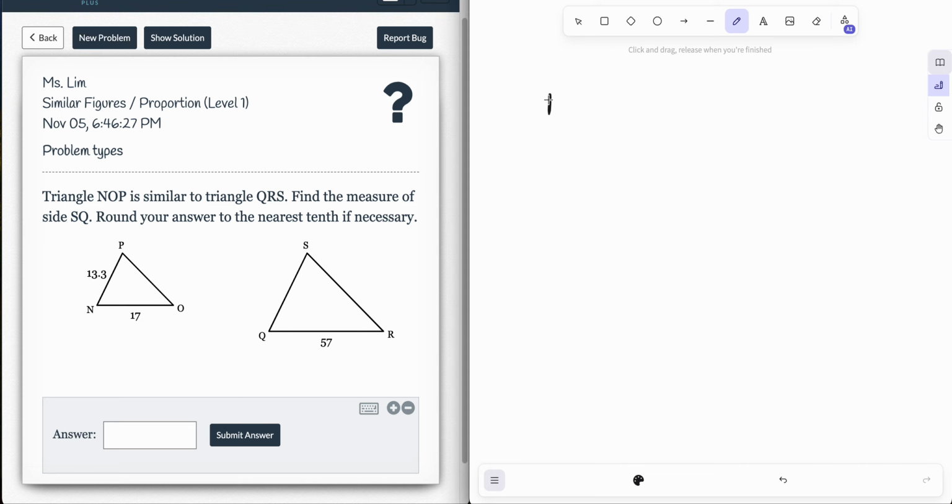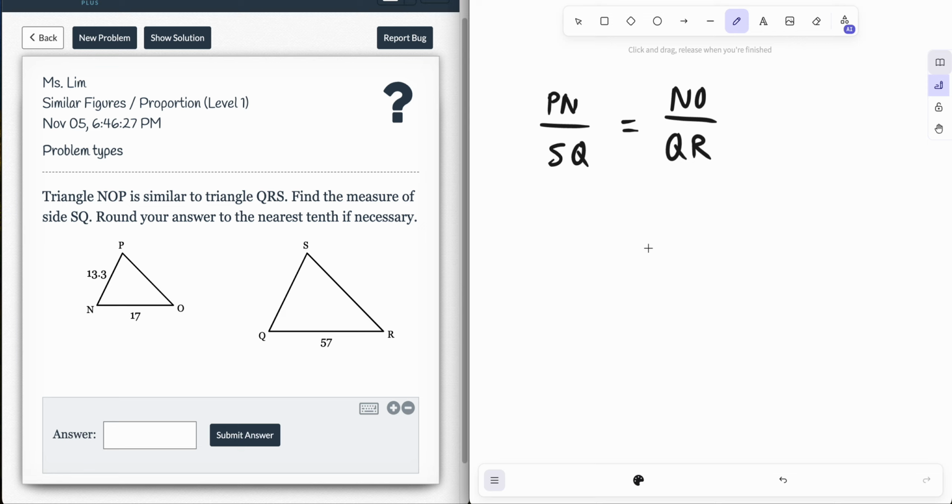We know that PN, which is the left side of the small triangle, corresponds to SQ, the left side of the larger triangle. We can set that equal to NO over QR. And those are the bottom sides for the small and large triangle specifically. So what we've done is set up a proportion that involves the ratios of the sides of the triangles that correspond to each other.